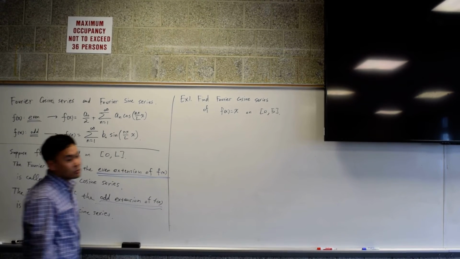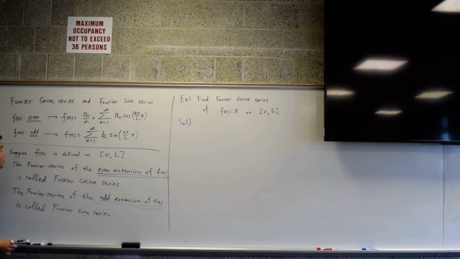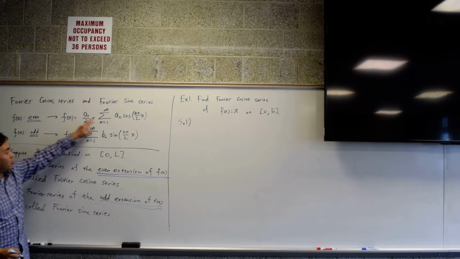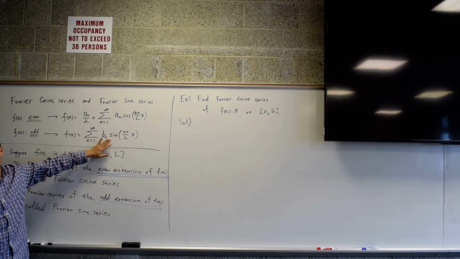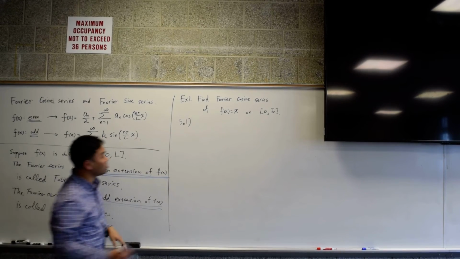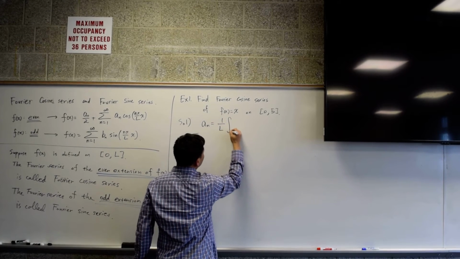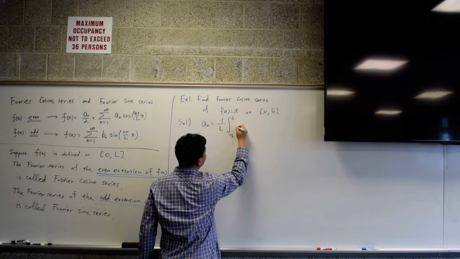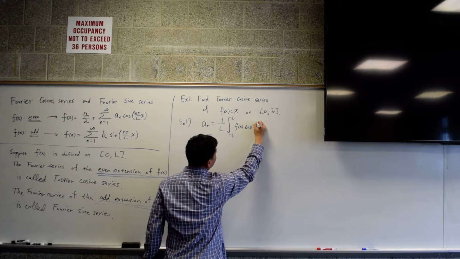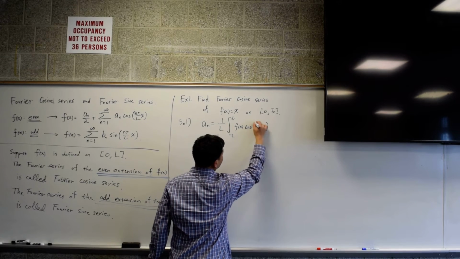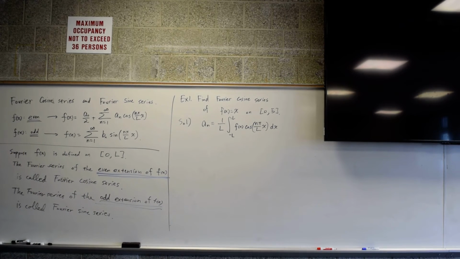First, the only things we're interested in are a0 and an, because it's a cosine series, so you're not going to see a sine at all. So you only need to use the formula for an, which is 1 over L, integral from negative L to L of f of x times cosine n pi over L x dx. That's the formula we have to use.